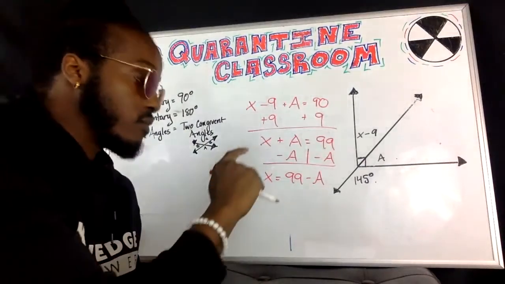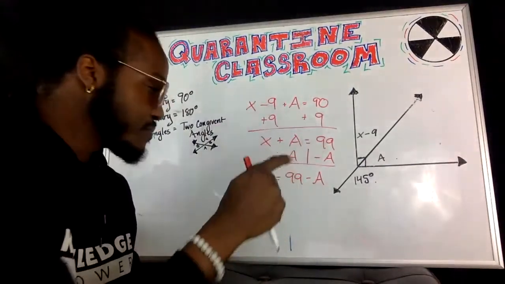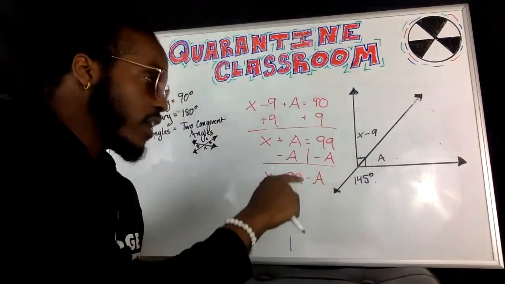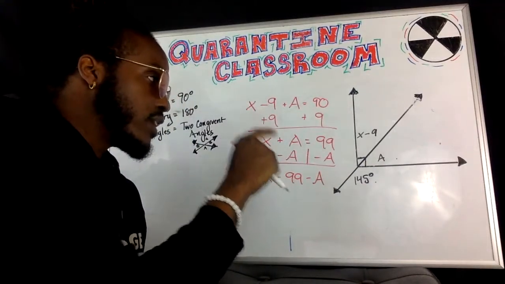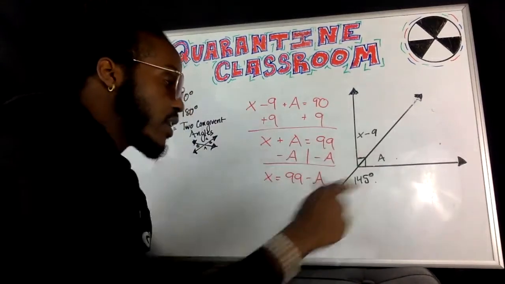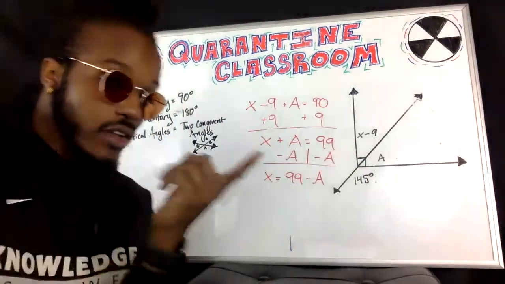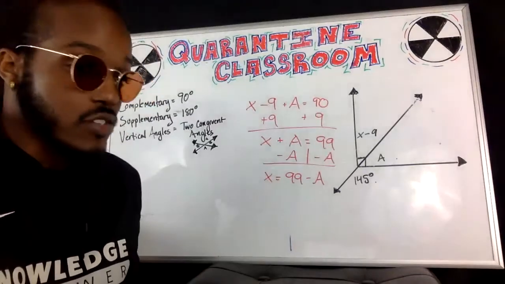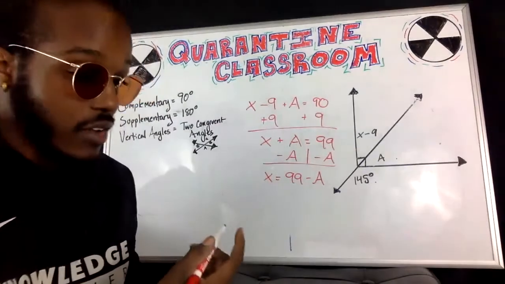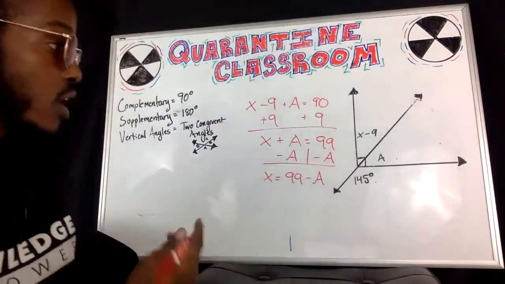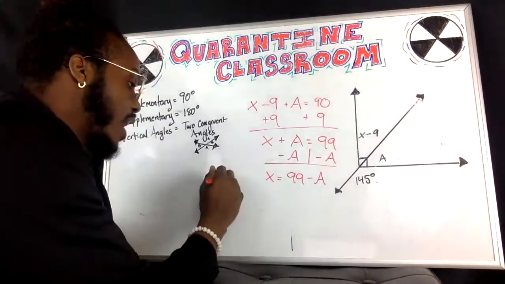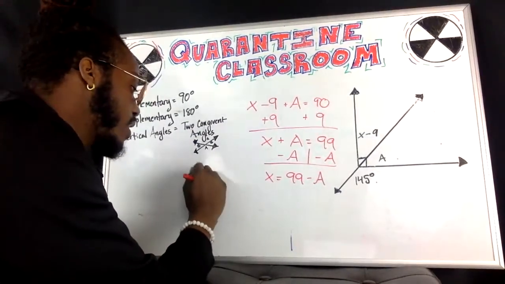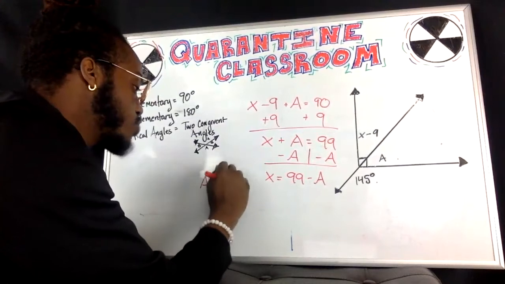I know that the relationship between A and 145 is they are supplementary angles, which means their sum is going to give me 180 degrees. I also recognize that they're adjacent angles. So what that would mean for me is that I can put A plus 145.